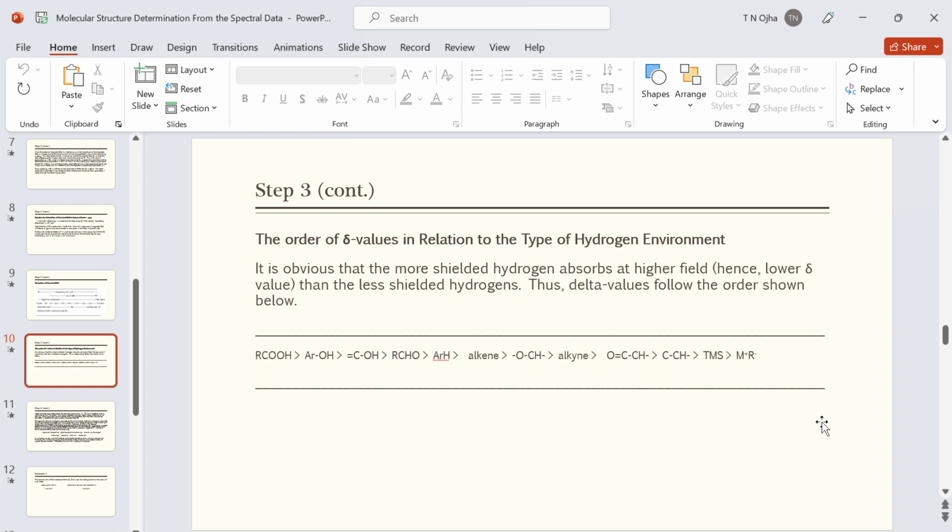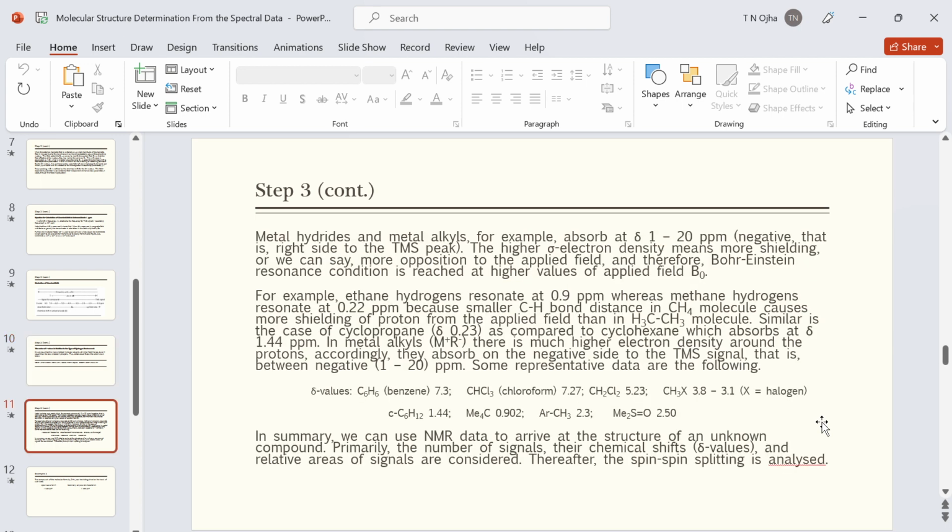The order of delta values is in relation to the type of hydrogen environment: RCOOH, followed by ArOH, followed by phenol, followed by aldehyde, followed by alkene, followed by OCH, followed by alkyne, followed by double bond OCH, followed by saturated CH, then TMS, and beyond that metal alkyls. Metal hydrides and metal alkyls, for example, absorb between delta 1 to 20 negative value. It is beyond the signal for TMS.